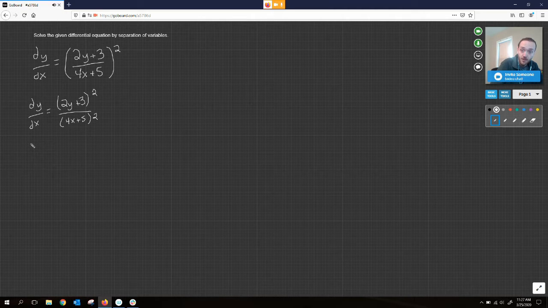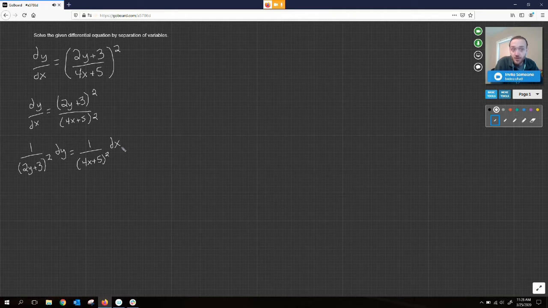We'll have 1 over 2y plus 3 squared dy equals 1 over 4x plus 5 squared dx. So now I have my y terms on the left, my x terms on the right. That's our first step with the separation of variables problem.